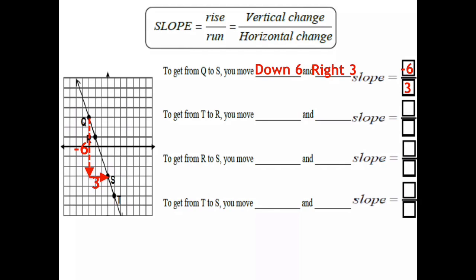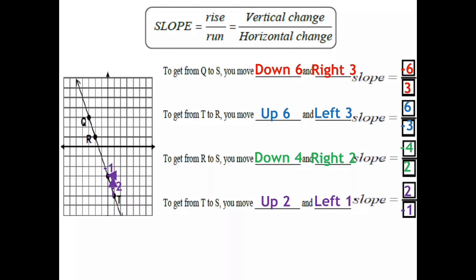Alright, now for T to R, what you need to do is you first have to go up 6 units, and then we're going to go to the left 3 units. So it's going to be 6 over -3. From R to S, that tells you to go down 4 units, to the right 2 units. So that's a slope of -4 over 2. Finally, from T to S, that tells you to go up 2 and then over to the left 1. So that's a -1. Therefore, the slope is 2 over -1.